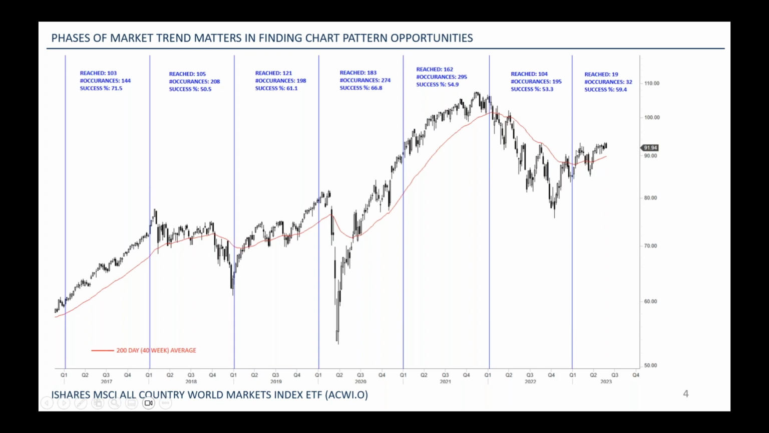If this chart pattern that we're looking at, the MSCI Country World Index, is a head and shoulders pattern, and if this chart pattern completes on the upside and gives us a strong directional move, it is likely that this 59.4% will continue to 61, even 71% ranges with a strong directional move. So as you can see, phases of market trend matter in finding chart pattern opportunities and taking advantage of those breakouts by meeting their price objectives.